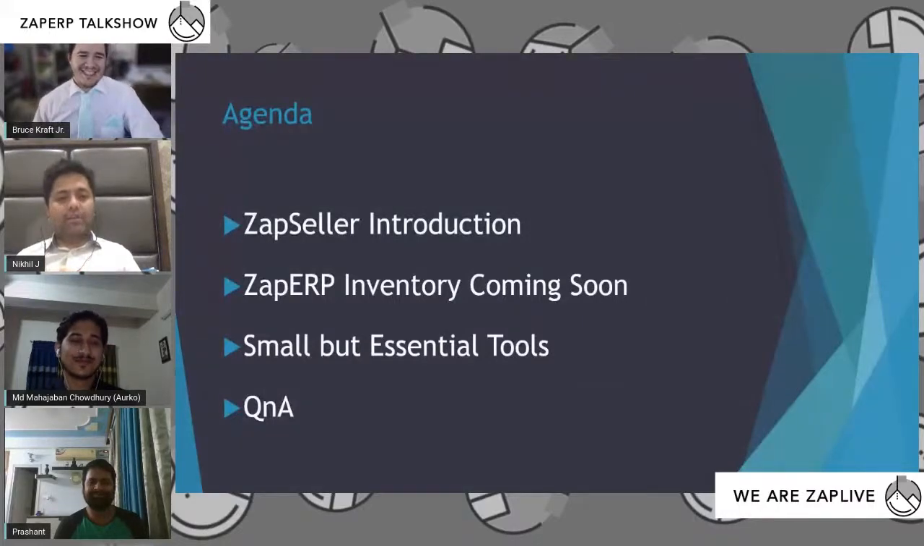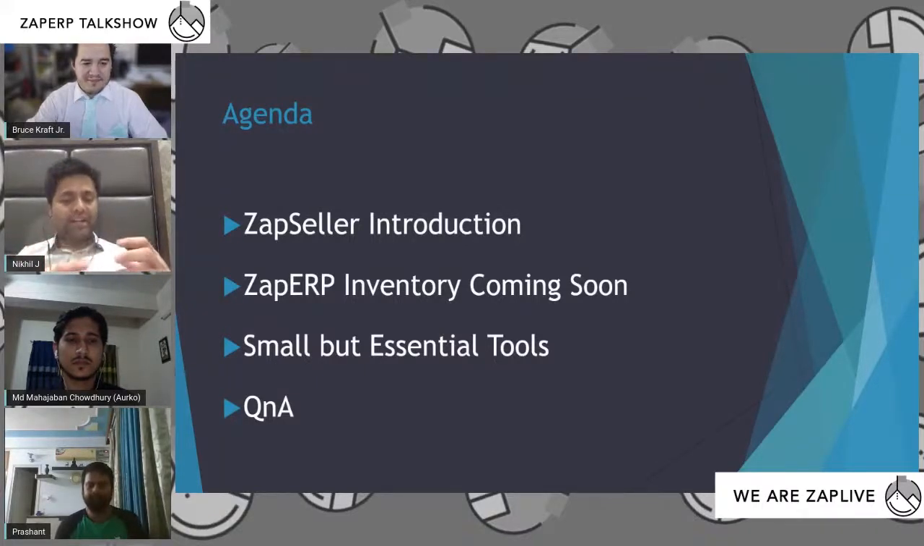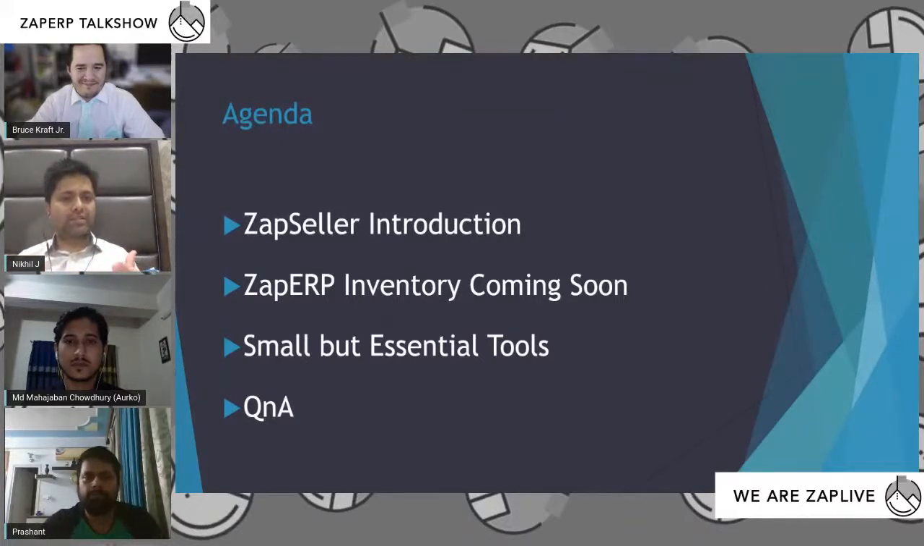Awesome. So today we're going to talk about ZapSeller. We're going to show the backend because a lot of people asked us how the backend looks and how the front end looks. So today we will give you a brief overview of both, the functionality, and a high level feature overview. And then as usual, we will go through ZapERP inventory updates, which are scheduled for the month of May. Then some of the ZapAPPS tools that we always cover. And finally, we will also have a question and answer session.